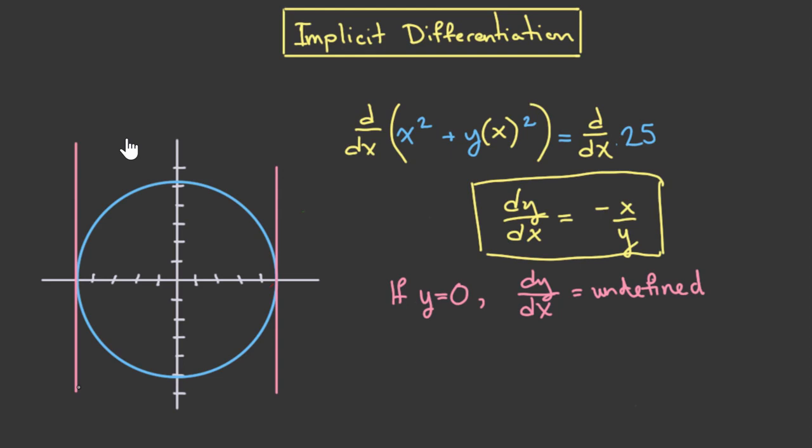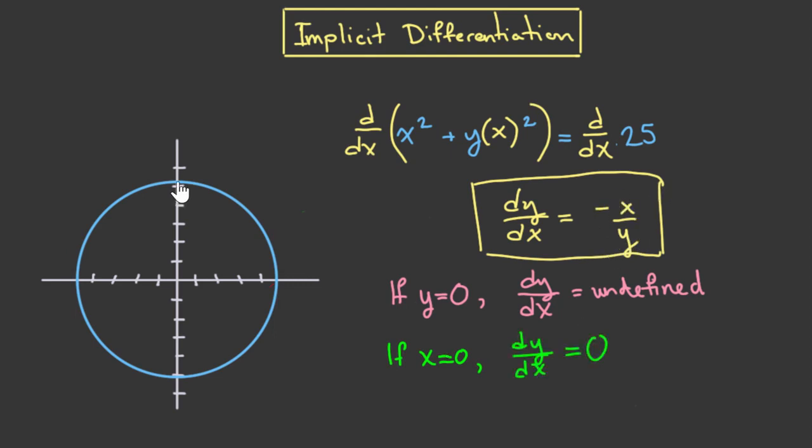The other thing we can notice right away is that if x is equal to 0, the slope is equal to 0. And we see that there are two points on our circle where x is equal to 0, and at both of these points, the tangent line is horizontal of slope 0.